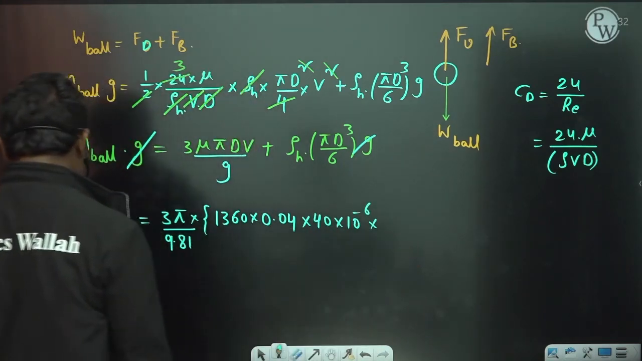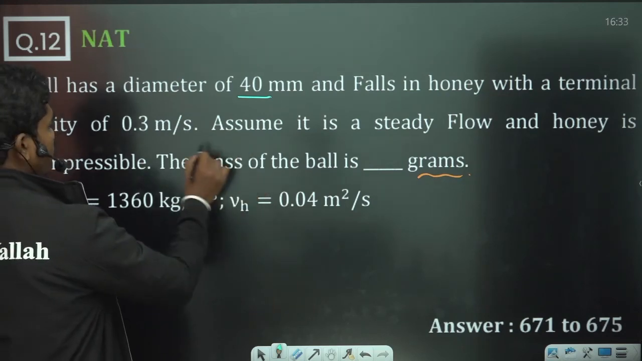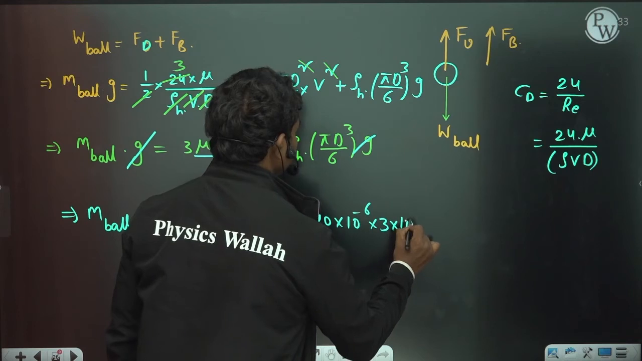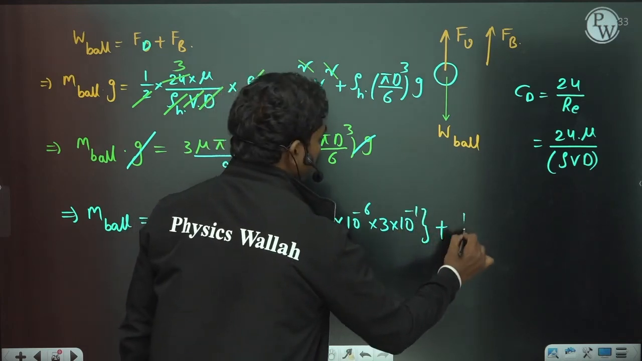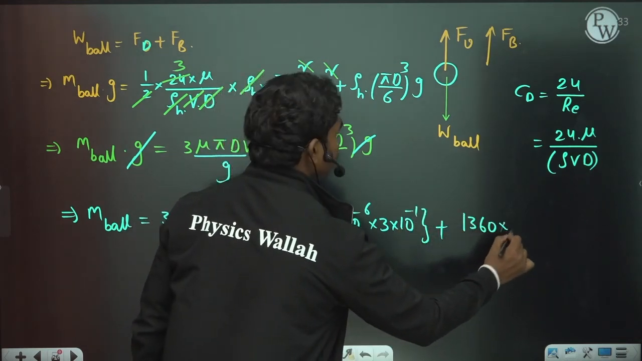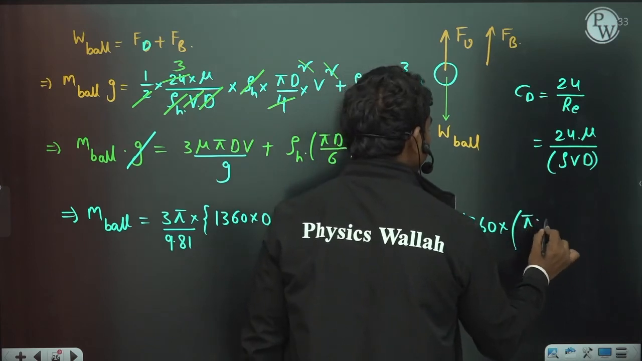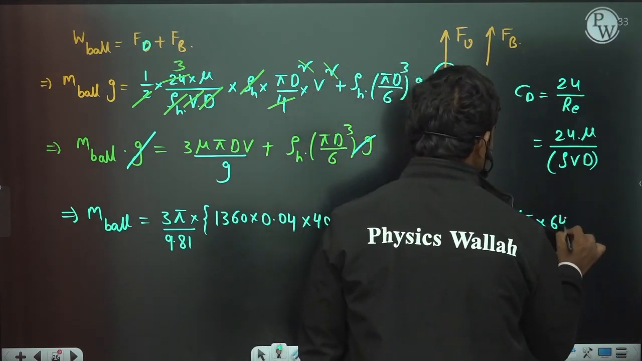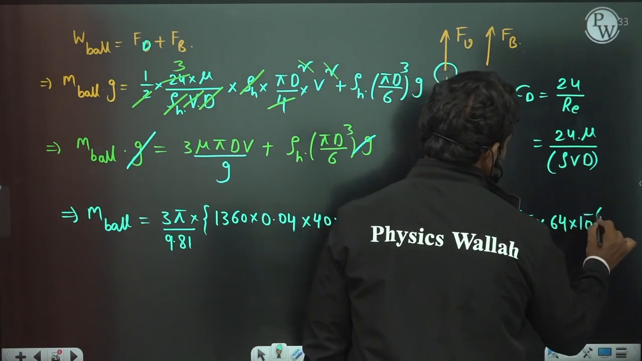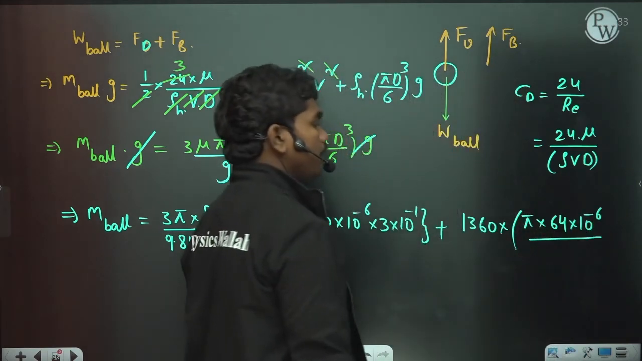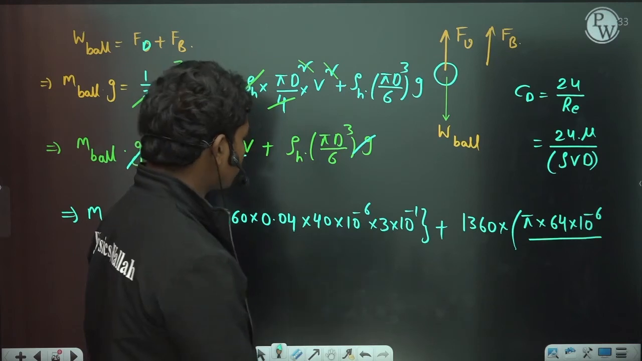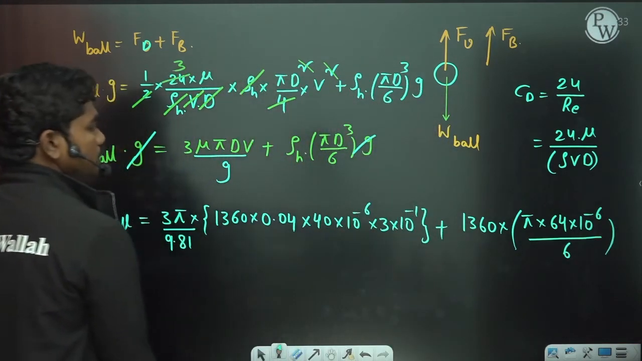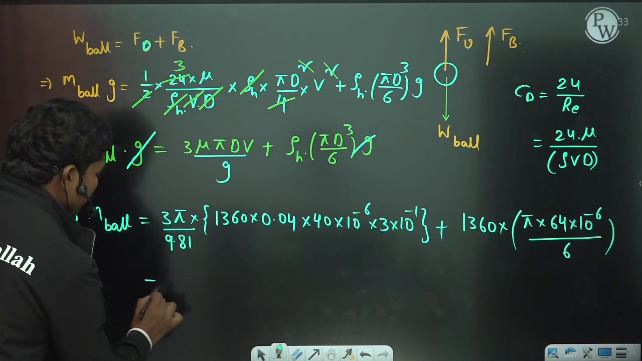At what terminal velocity do they want this? They want it to be 0.3 meters per second. So 3 into 10 to the power minus 1, plus 1360, the density of honey, into pi into 40 into 10 to the power minus 3 whole cube. So 4 cubed is 64 into 10 to the power minus 6, where d is 4 into 10 to the power minus 2 meters. So that is pi d cubed by 6. This is the total value you need to calculate to get the mass of the ball.